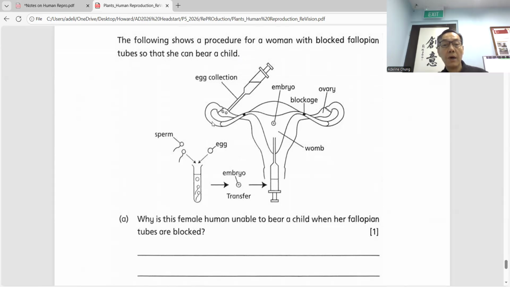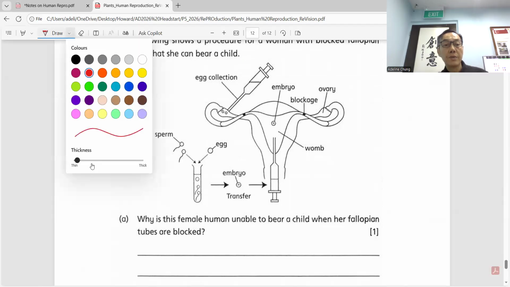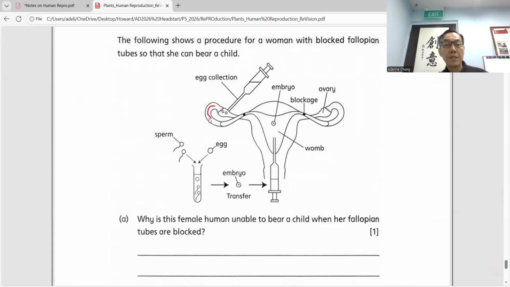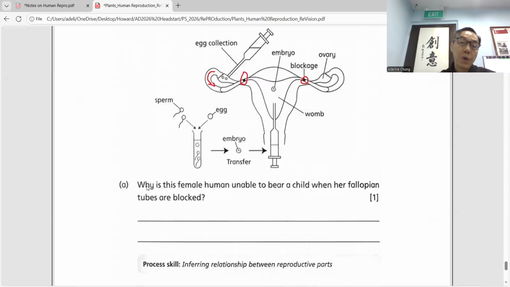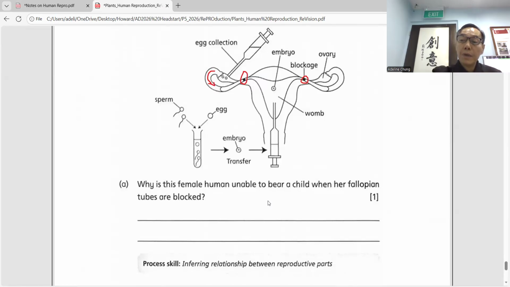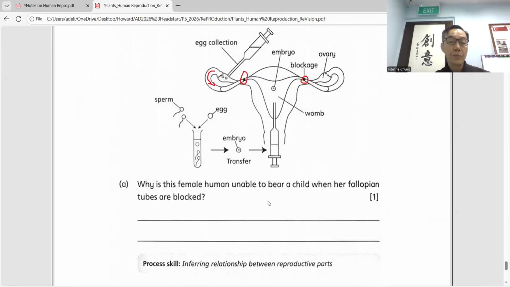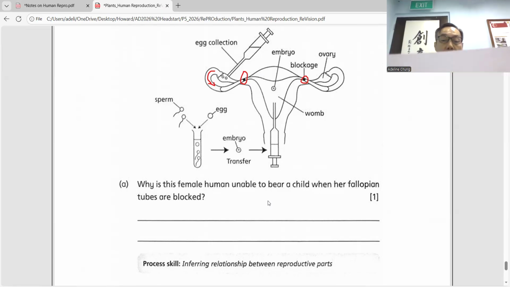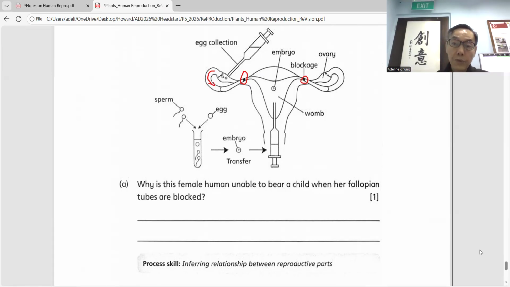This is the ovary. If I draw an arrow, the passageway where the egg wants to come out is being blocked. Similarly on the right side. So they ask you, why is this female human unable to bear a child when her fallopian tubes are blocked? How do you answer? You can say that the blocked fallopian tube prevents the meeting and fusing of the sperm and the egg, because the sperm cannot swim there and fertilize it.